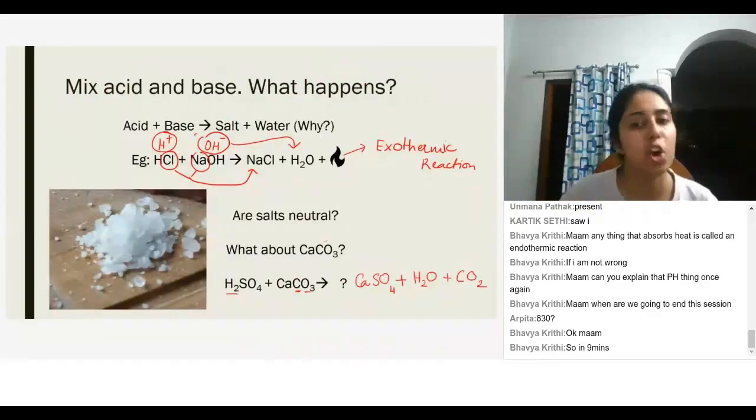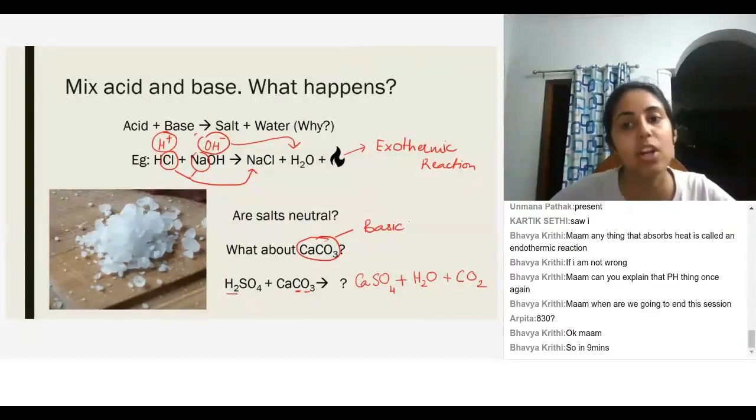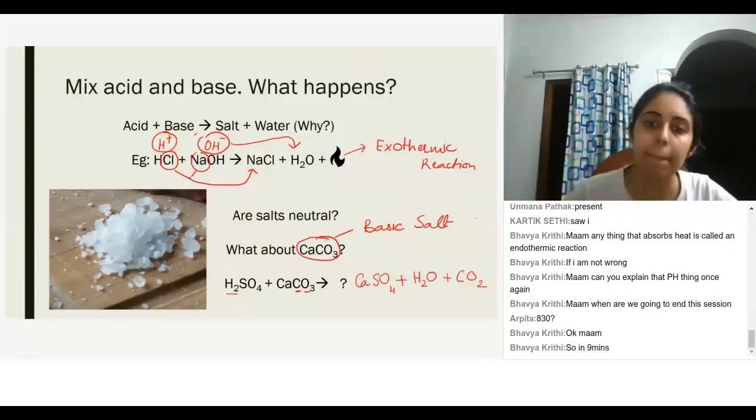So not all salts are neutral. For example, let's take a look at CaCO3. CaCO3 does not have OH minus ions, right? That is because this is a basic salt. This salt is basic in nature. Ma'am, then how does it release OH minus? It doesn't release OH minus. Then it's a basic salt, so it should be basic, right? It is basic, but it doesn't release OH minus.